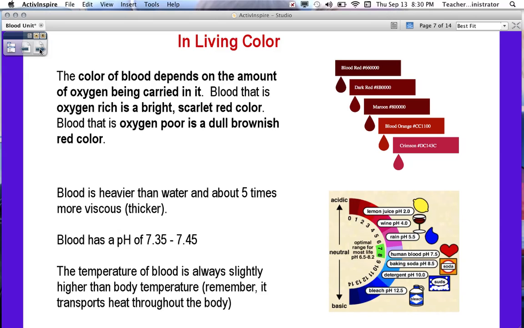Blood is heavier than water, and it's much thicker. It's about 5 times thicker than water. It has a pH range of 7.35 to 7.45. I know the little picture shows 7.5. That would be on the very high end for your blood pH. And the temperature of blood is always a little bit higher than your body temperature because remember, one of the functions of blood is to transport body heat as well.